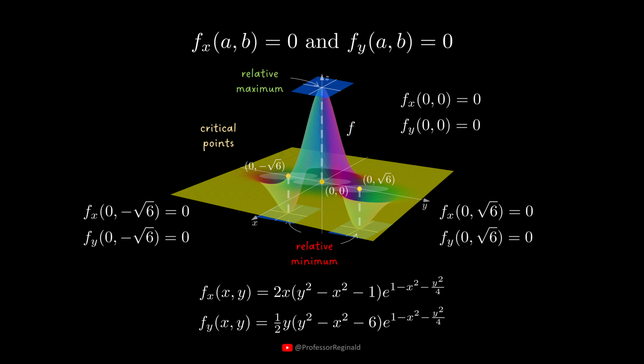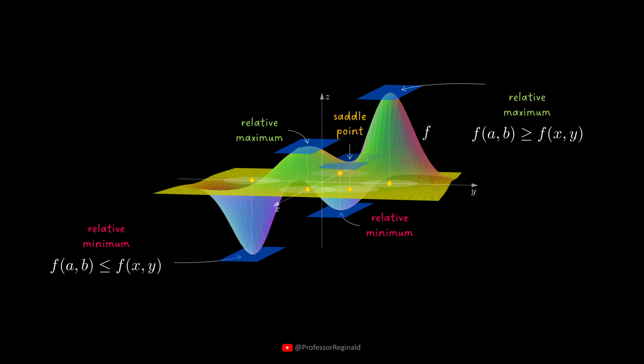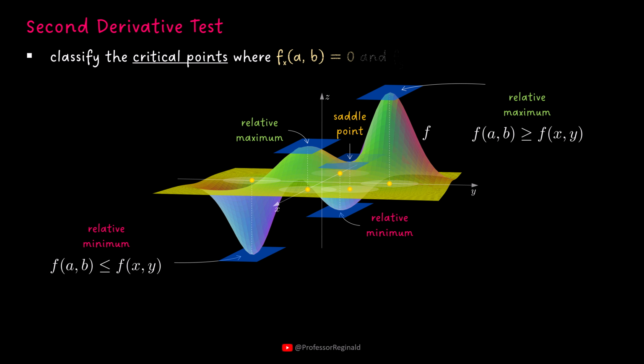So each relative extremum satisfies the two equations above, and these points in the domain are critical points of the function. Second derivative test. This test aims to classify a stationary critical point as either a relative maximum, a relative minimum, or a saddle point.